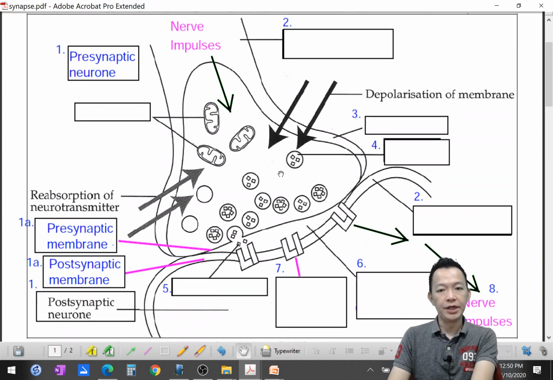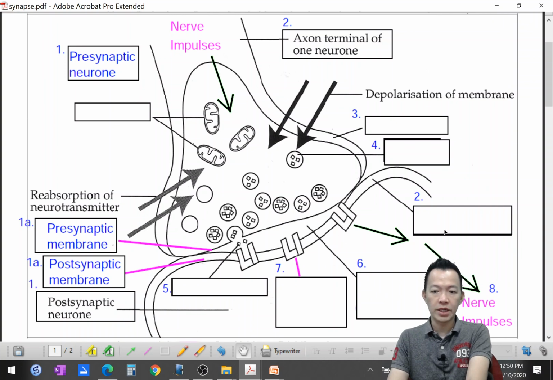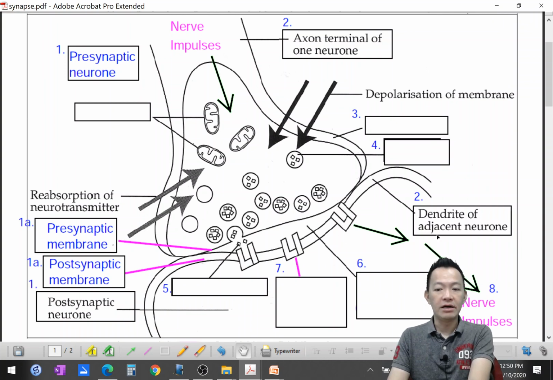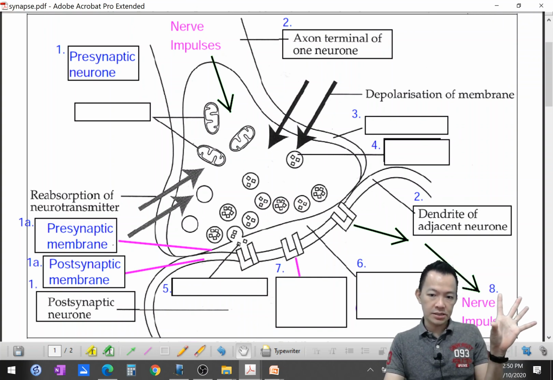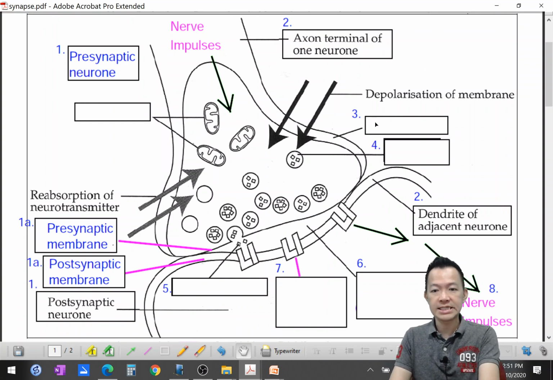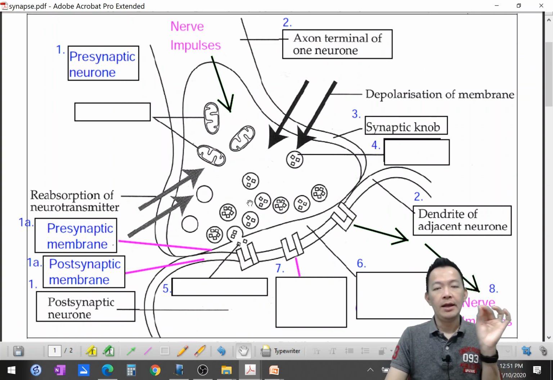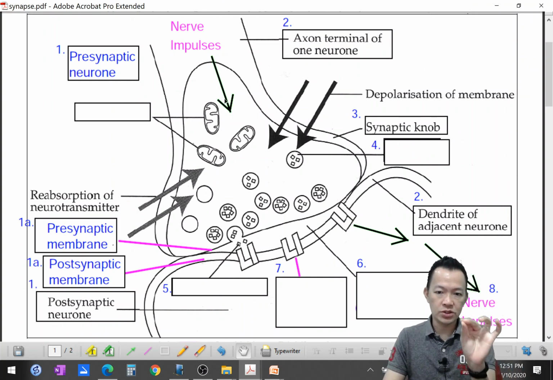Okay, number 2, 这是什么呢？Axon terminal of one neuron. 把讯息送过来的 axon. The one that receives the message is called the dendrite, dendrite of the adjacent neuron. Axon 送来 dendrite 收到，对不对？The whole structure, 这整个头，from here to here, we call the synaptic node. 好了没有？So synapse 之前，synapse 之后，and now the story starts, 故事开始。So the axon carries the nerve impulses towards the synaptic node.